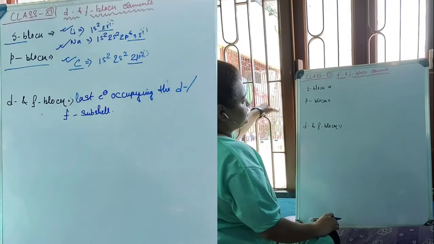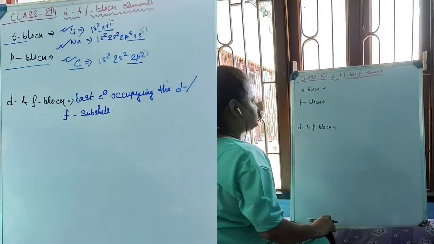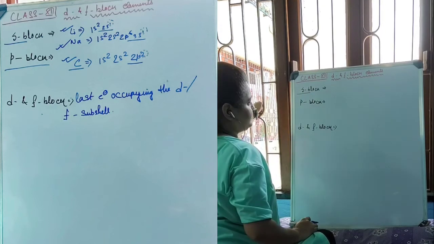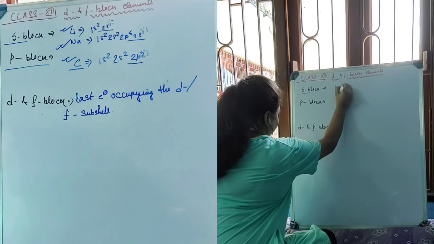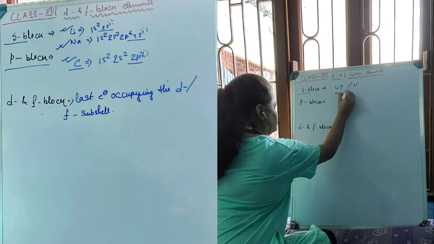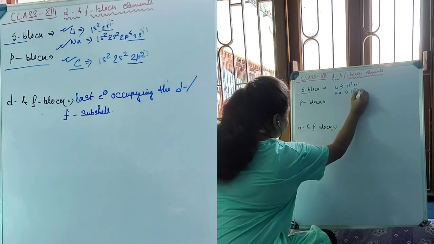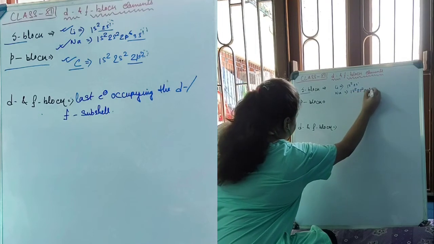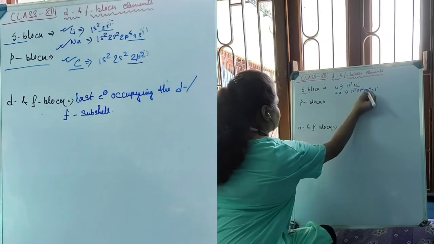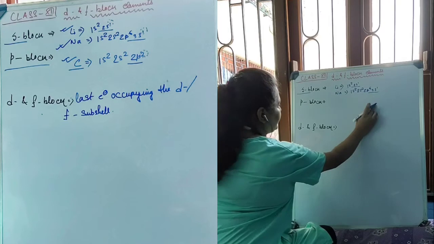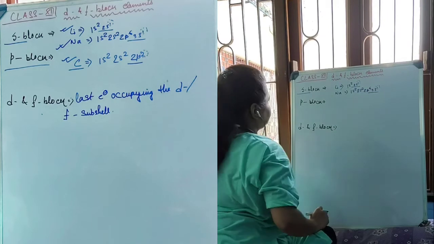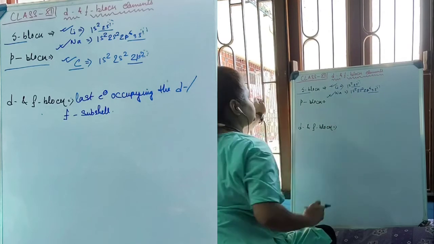S block elements are those elements in which the valence electron is residing in a valence shell which is of the S type. Like for lithium, the electronic configuration is 1s2 2s1. For sodium, the electronic configuration is 1s2, 2s2, 2p6, 3s1. As you can see, the last valence shell is S for lithium and for sodium also, and the last valence electron is residing in the S subshell. That's why lithium and sodium both belong to the S block elements.